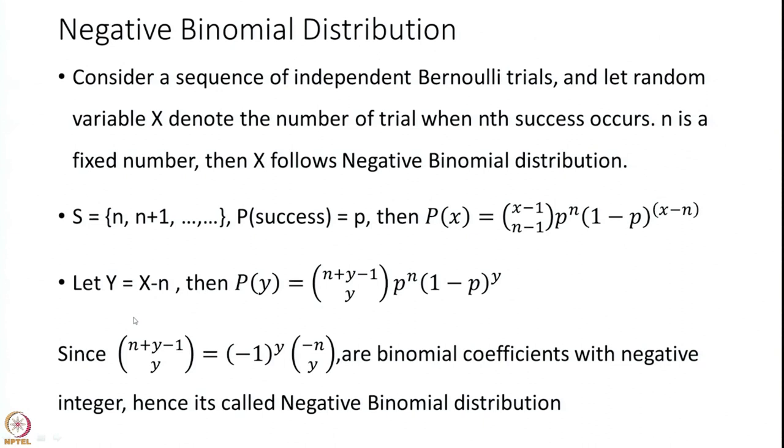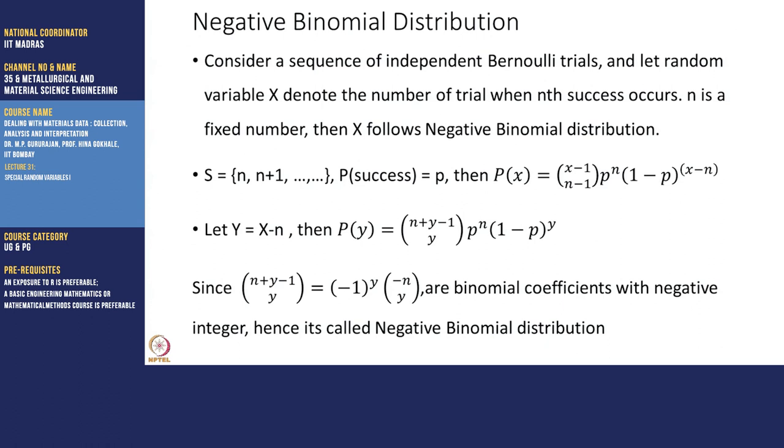Now, we come to negative binomial trials or negative binomial distribution. So, now we are considering a sequence of independent Bernoulli trials, and the random variable x will denote the number of trials when the nth success will occur. Please remember, in geometric distribution we said on the xth trial the first success occurs. Here we say that on the xth trial the nth success will occur. n is a fixed number.